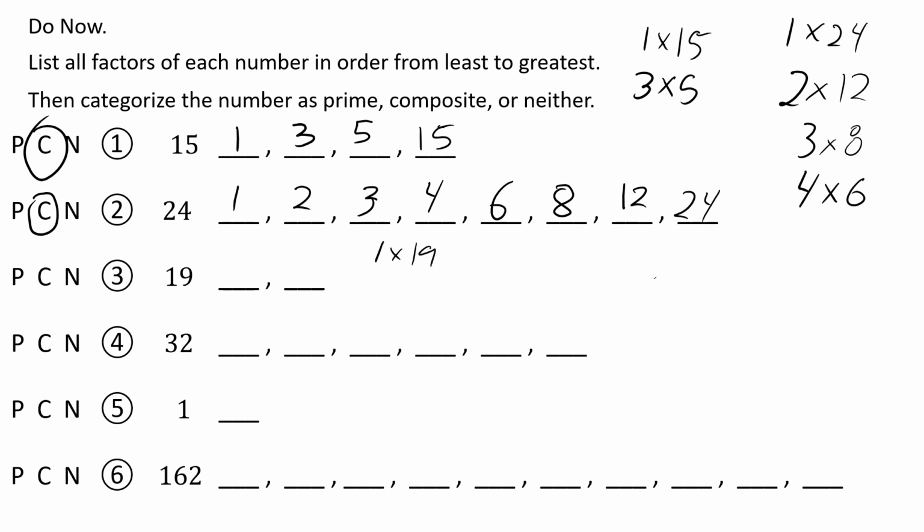19, all I can do is 1 times 19. And the reason why that's all I can do is it's a prime number, right? There are exactly 2 factors. That number is prime.